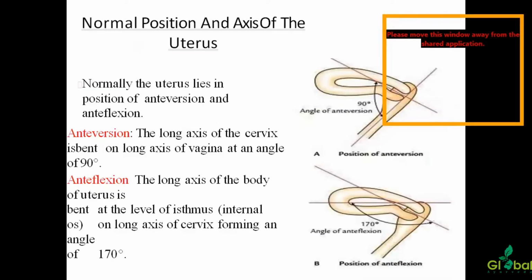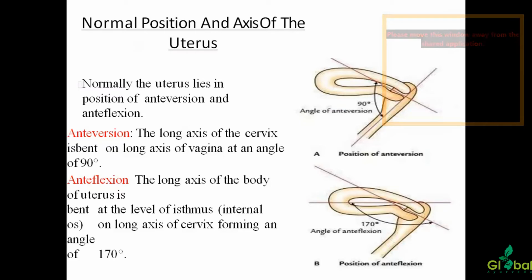Okay, then coming to the normal position and axis of the uterus, we know that normally the uterus is situated in the position of anteversion and anteflexion. What do you mean by anteversion? That is, the long axis of the cervix is bent on the long axis of the vagina at an angle of 90 degrees. This is known as anteversion.